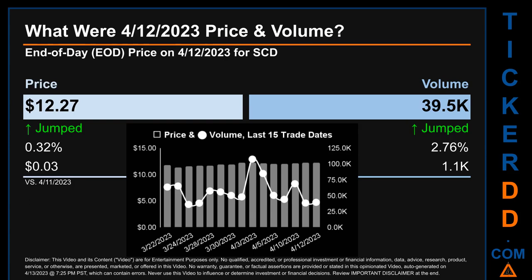Across a range of 86 cents, the max and minimum end-of-day price were respectively 12.27 and 11.4. Volume saw a range of 71.5 thousand, from a day low of 36.2 thousand to a day high of 107.7 thousand.